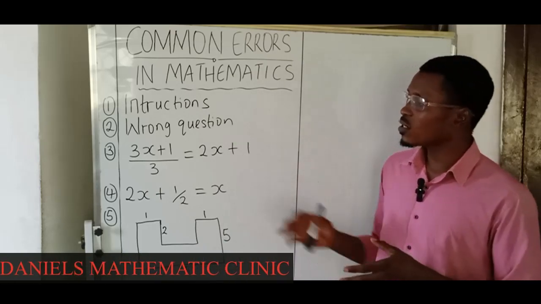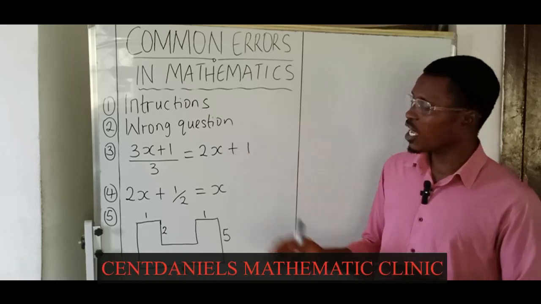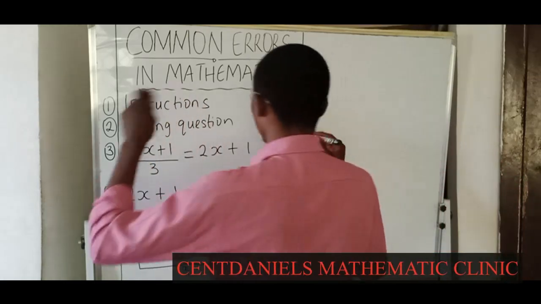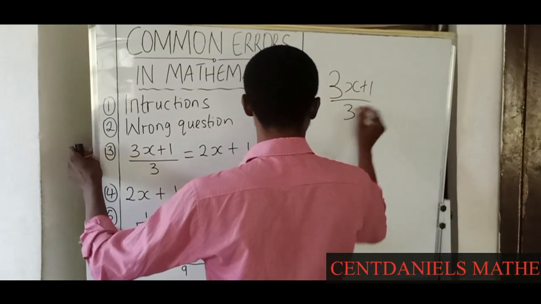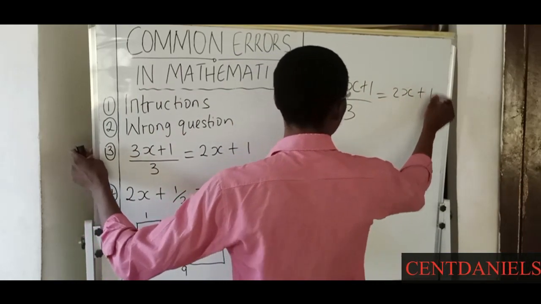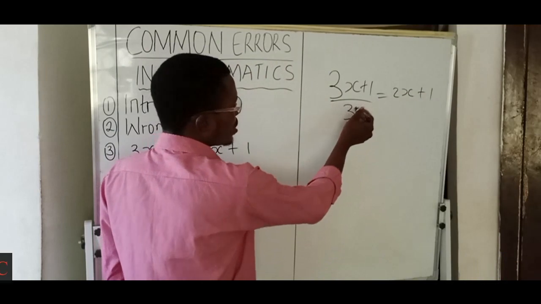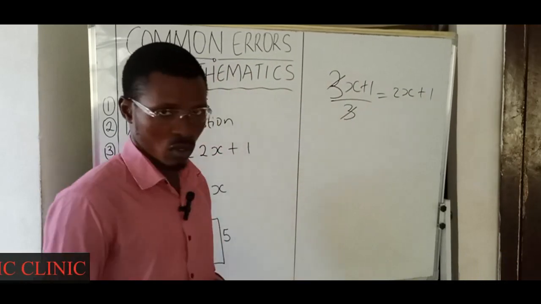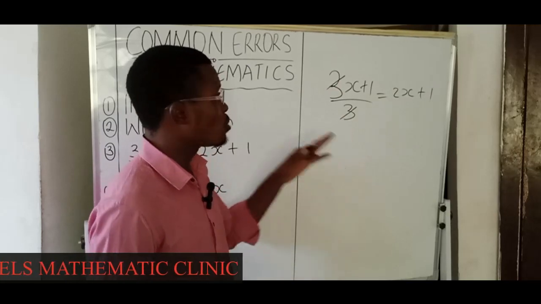Then third, you have this equation on the board: 3x plus 1 over 3 equals 2x plus 1. Most learners, when solving this, they tend to cancel out this. This is very wrong. This is very wrong. You cannot cancel out this 3. So please take note of that.